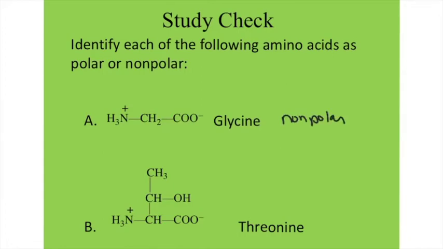Okay. B, here we have an N, C alpha, CO. Okay, so H is not the R group. The R group is shown here. And it's got the CH, CH3, and OH, and that's threonine. Okay, and so this is polar but neutral. Okay, and so this is a polar neutral amino acid.